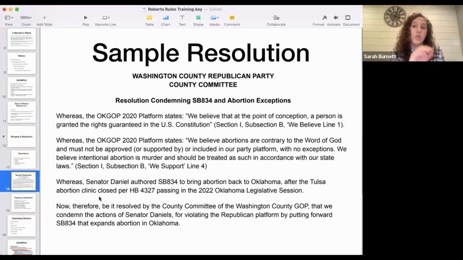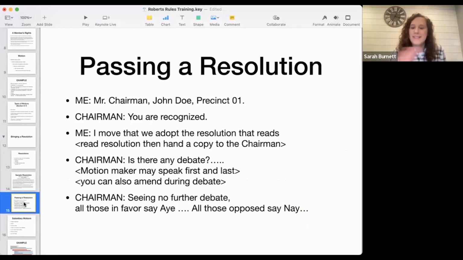You could pass it with just the main motion, but resolutions are used to give that little bit of backing, a little bit more information, and to put things in writing that are a little bit too complex, because remember, the chairman has to restate it. So you want to make it as simple as possible for the chairman. Now, therefore, be it resolved by this committee that we condemn these actions for this reason. That is a resolution.